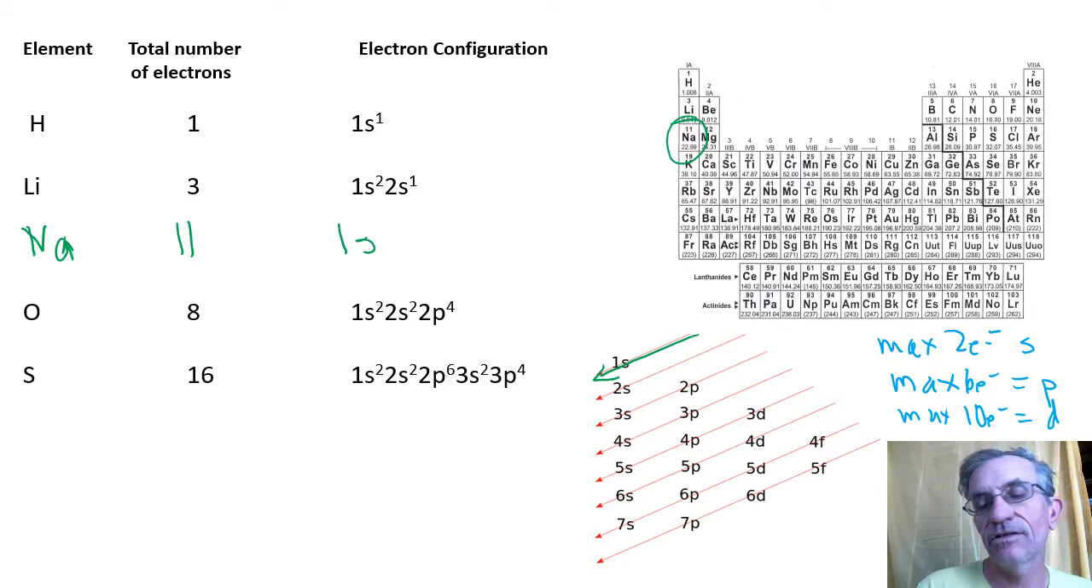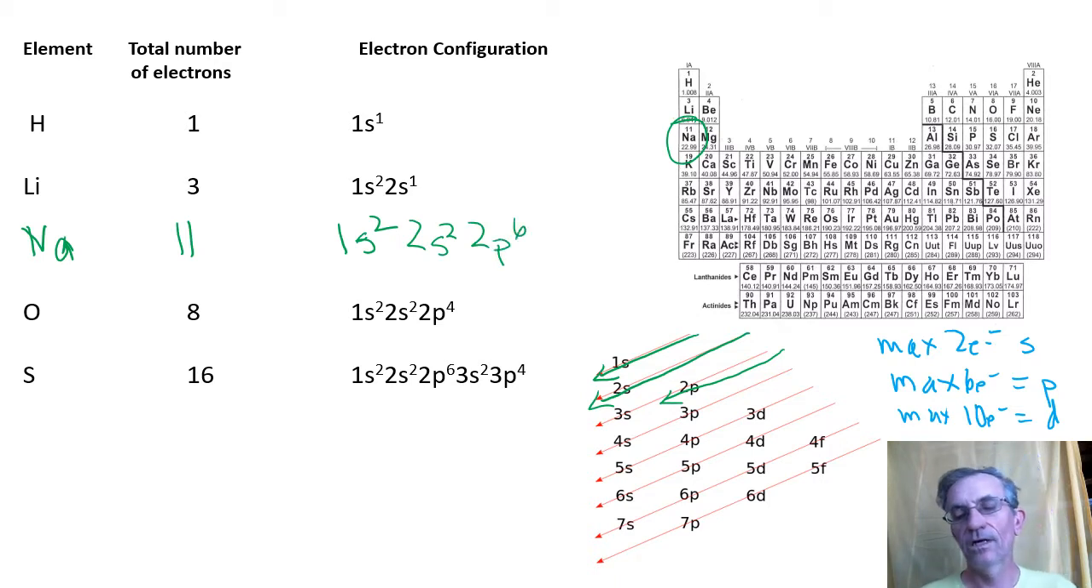1s, s's go to 2, 1s2. After 1s, you start the next arrow, 2s, s's go to 2, 2s2. After 2s, next thing you're going to fill up is 2p. P's go to 6. If you count right now, 2 and 2 and 6, I put in 10. So we're going to go to 11. Got one more to go. After 2p comes 3s. It'll be 3s1. So that's the location of the electrons in sodium. You follow the arrows down. When you get to the end of one arrow, you go on down the next arrow until you've put in the correct number of electrons.